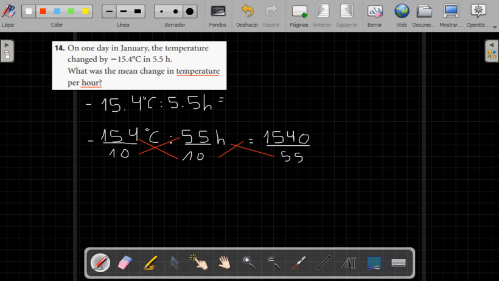Alright, don't forget the signs. Negative divided by a positive fraction is negative. Negativo dividido entre positivo nos da negativo. Keep in mind the sign rules. Recuerden la regla de los signos, esta es válida tanto para la multiplicación como para la división.